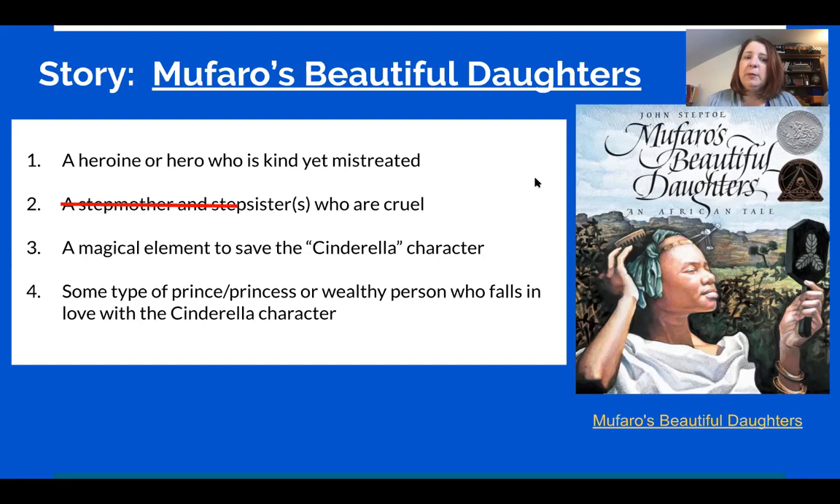There is some type of prince or princess or a wealthy person that will fall in love with the Cinderella character. We will have a kind-hearted heroine, and then we will have one sister who's cruel and mistreats the Cinderella character. So this is Mufaro's Beautiful Daughters, and I really think that you're going to enjoy this story. It's an African tale of a Cinderella story from around the world.